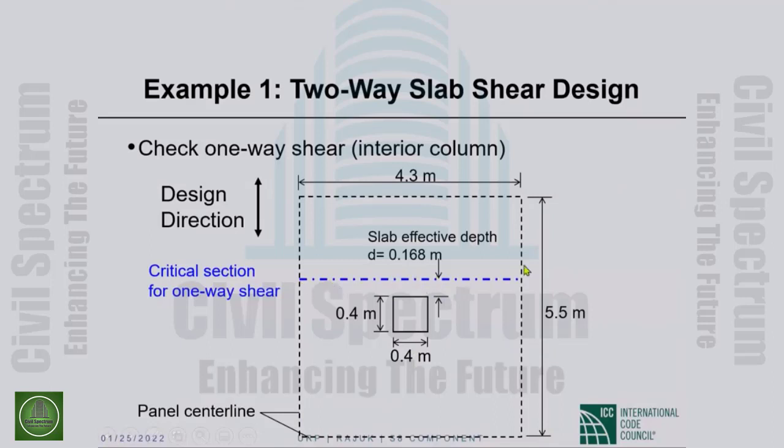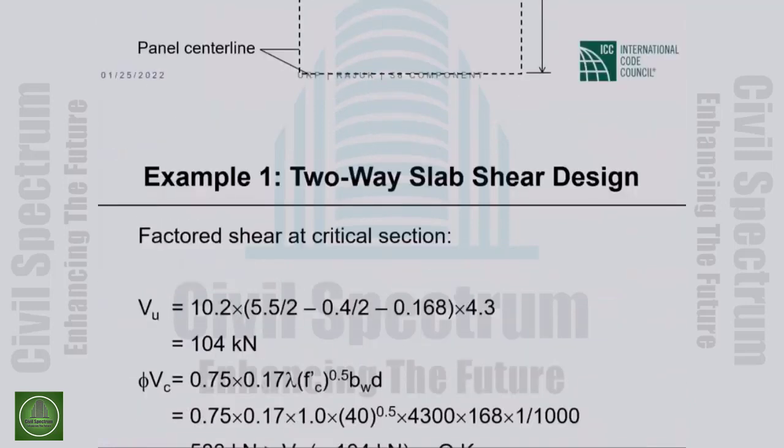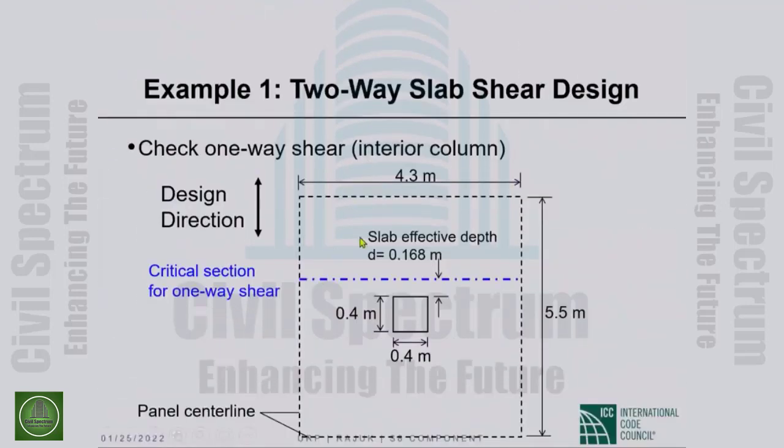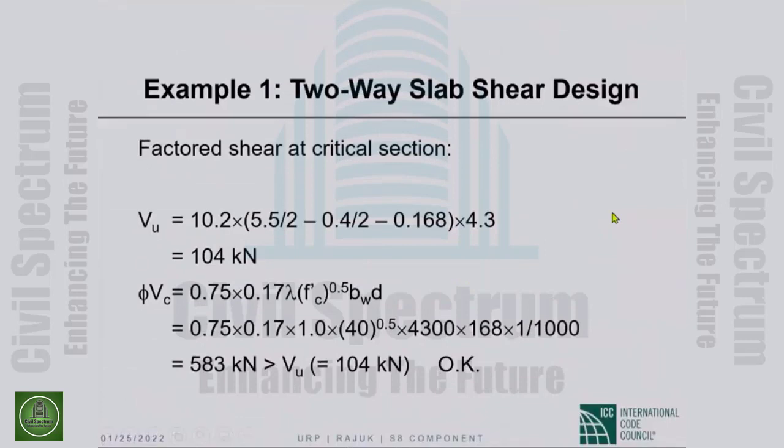The critical section is 1D away from the column face. So the distance from the critical section to the column face is 168 millimeters. The one-way shear is the entire load that sits on this portion of the slab from the critical section to the panel center line. So that's what we are calculating here.